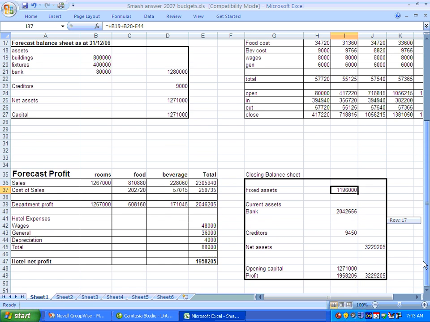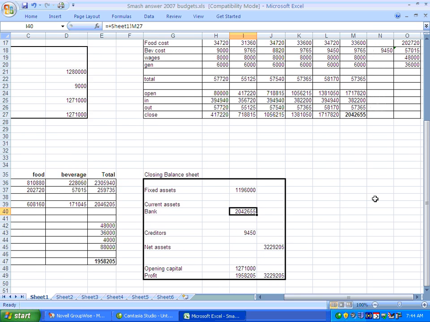Current assets, the bank, we've got that money. That's how much is left in the cash flow at the end of June. That's all what we expect to have. Our creditors are this new figure here, the beverage cost that we've not yet paid for, the June's purchases that we've not yet paid for. So that's the creditors. This is our new balance sheet. So it looks very similar to the balance sheet you were given for the end of the previous year, but you're just putting new figures in.